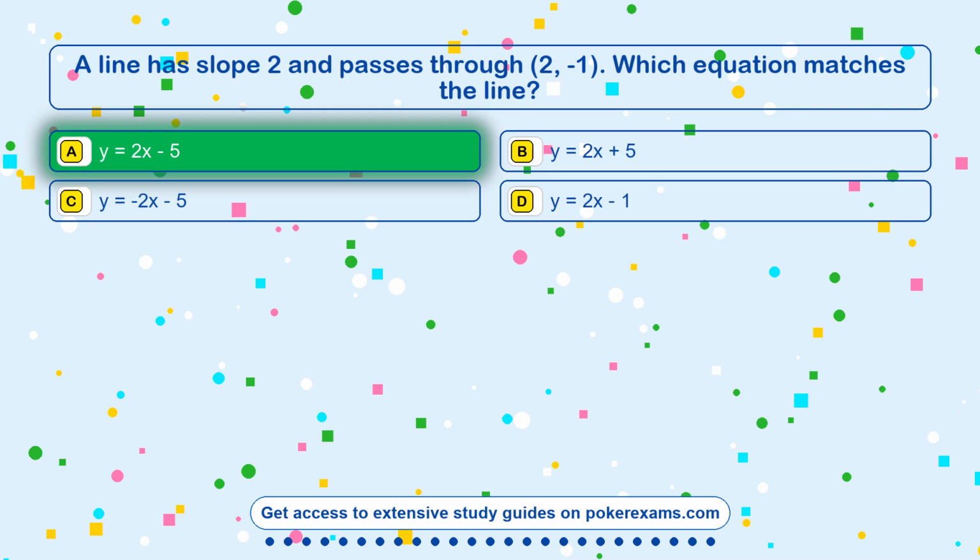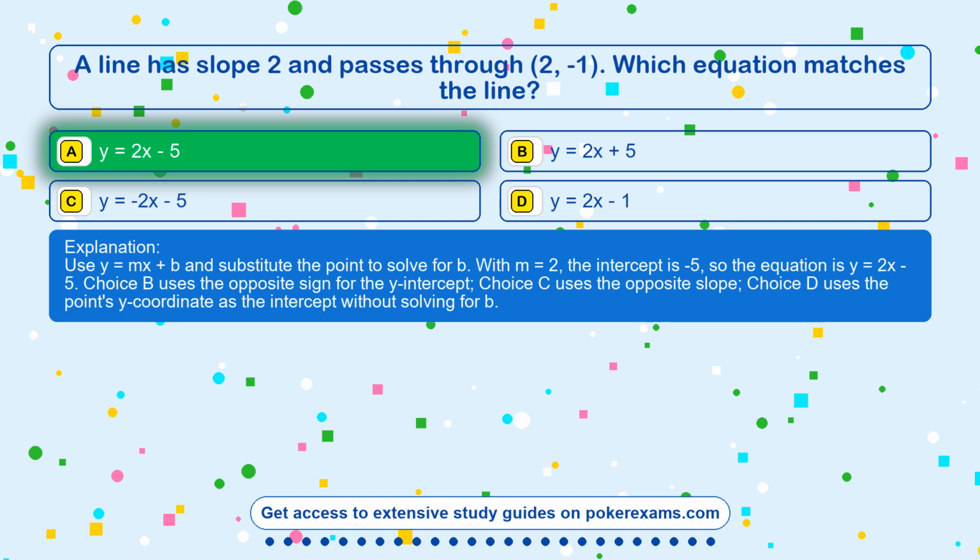The correct answer is option A, y equals 2x minus 5. Use y equals mx plus b and substitute the point to solve for b. With m equals 2, the intercept is minus 5, so the equation is y equals 2x minus 5.